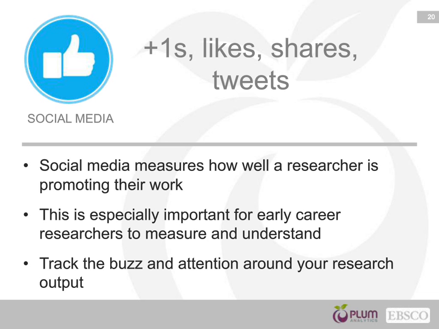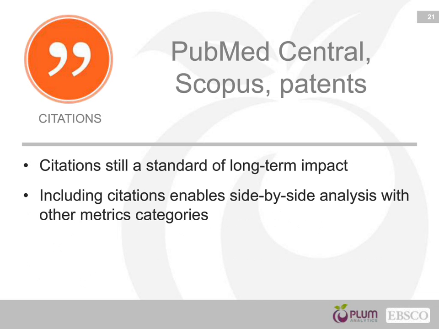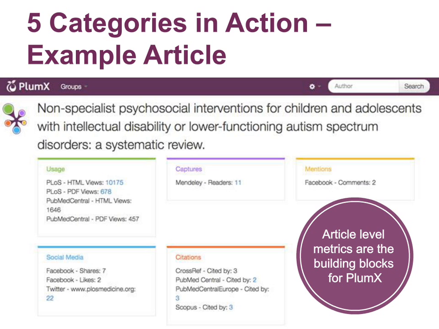And then finally, of course, citations, and citations don't go away, right? They're still the standard of long-term impact, and including them side by side with these other more modern categories gives you a comprehensive view of what's happening. So for every article, or more generically every artifact, we look across all 5 categories: usage, captures, mentions, social media, and citations, and gather the data about that particular article.